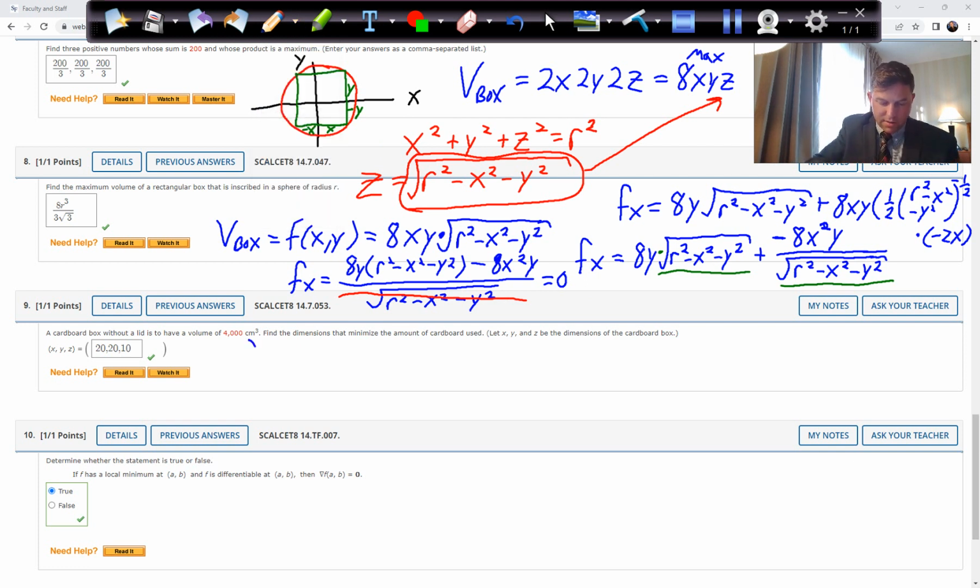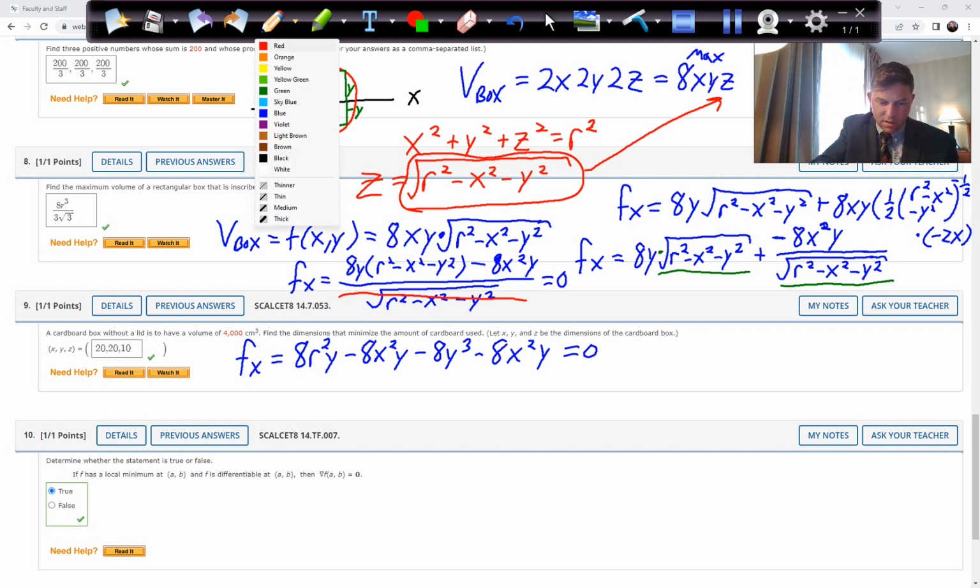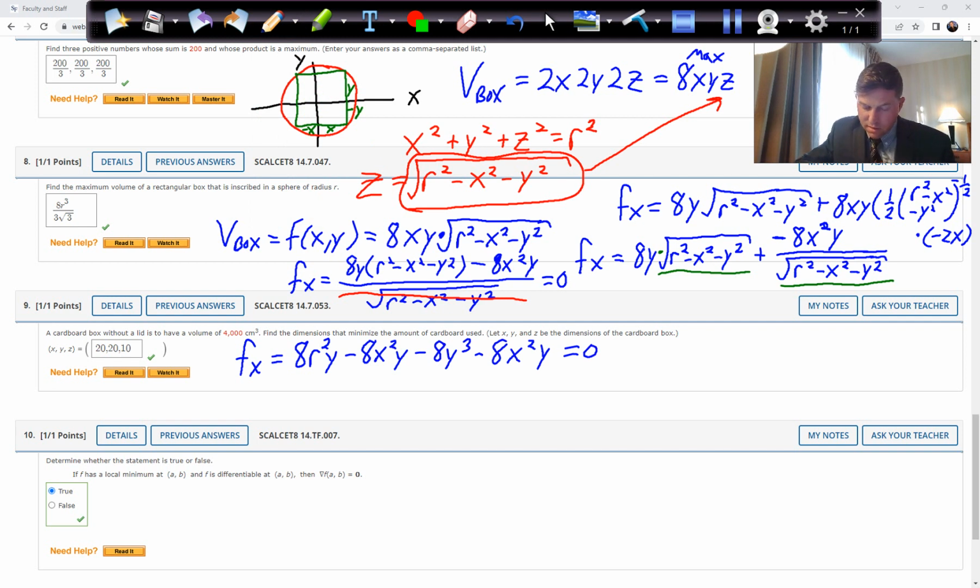So let's expand this numerator out and combine some like terms. We have 8r squared y minus 8x squared y minus 8y cubed minus 8x squared y. And if you look, I thought we would get something to cancel, but it doesn't look like it. We're going to get 8r squared y minus 16x squared y minus 8y cubed. And that has to equal 0.